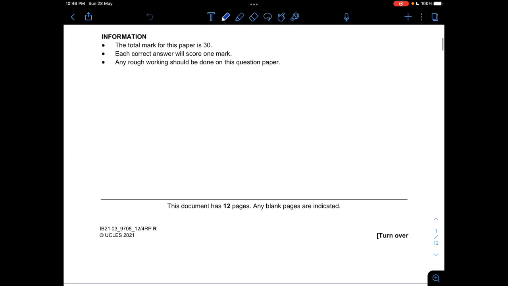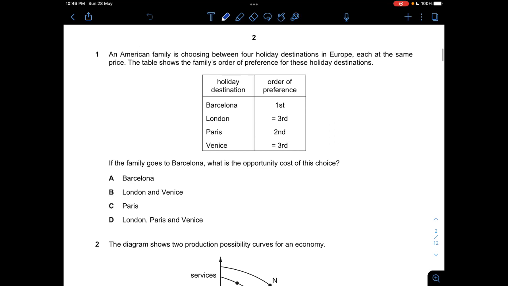Alright, let's start. Okay, so for the first question, it says an American family is choosing between 4 holiday destinations in Europe, each at the same price. The table shows the family's order of preference for these holiday destinations. If the family goes to Barcelona, what is the opportunity cost of this choice?